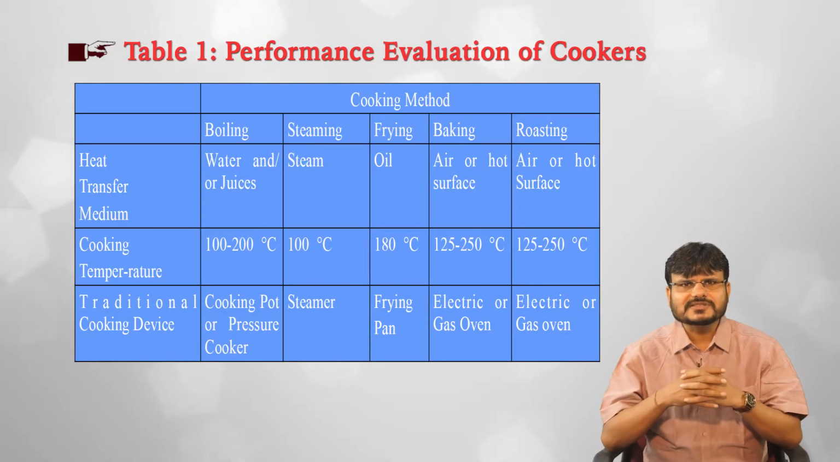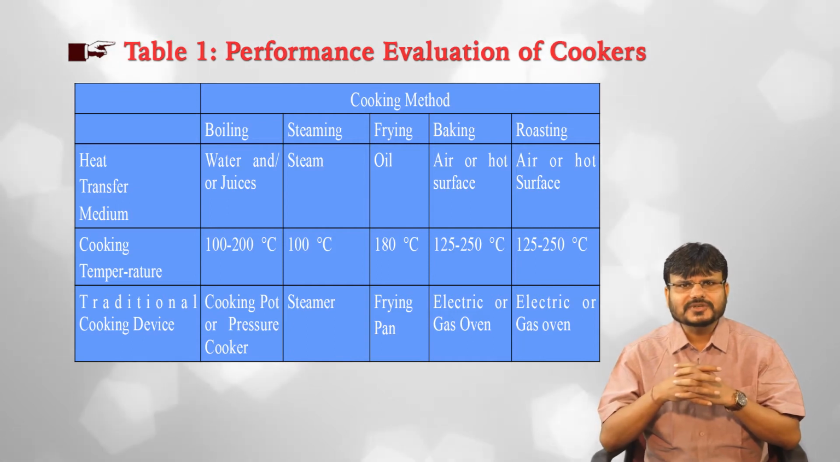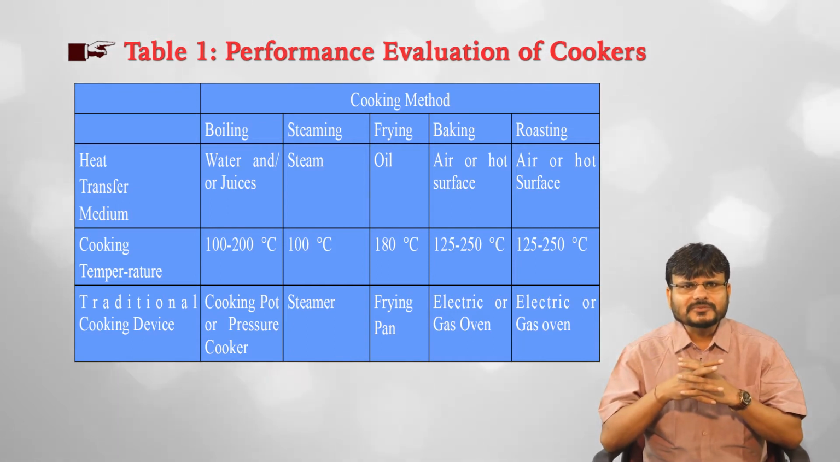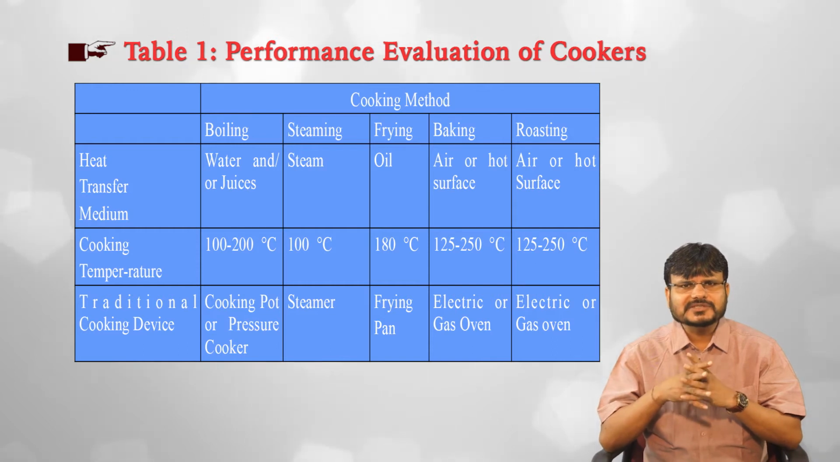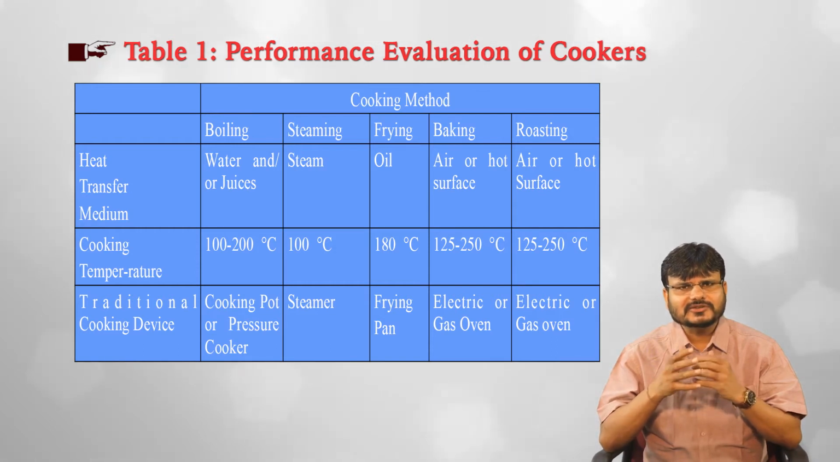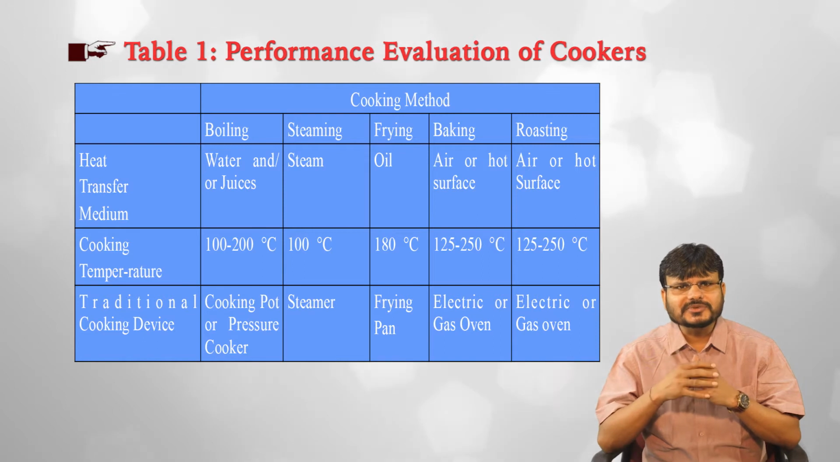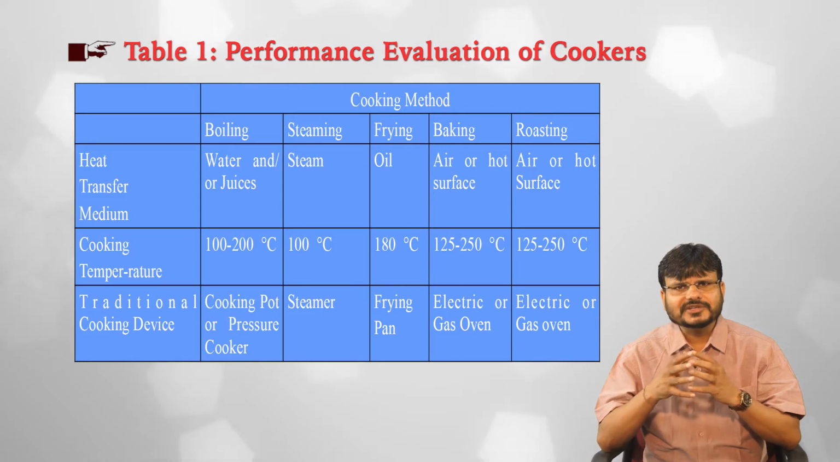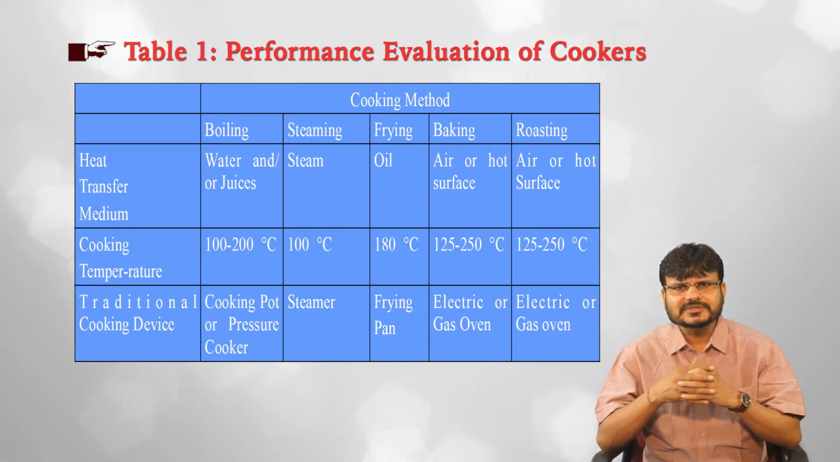So here we can see the table which is defining performance evaluation of the cooker. Here you can see for boiling the heat transfer medium is water or juice. For steaming the heat transfer medium is steam, and for frying the heat transfer medium is oil. For baking the heat transfer medium is air or hot surface. For roasting the heat transfer medium is air or hot surface.